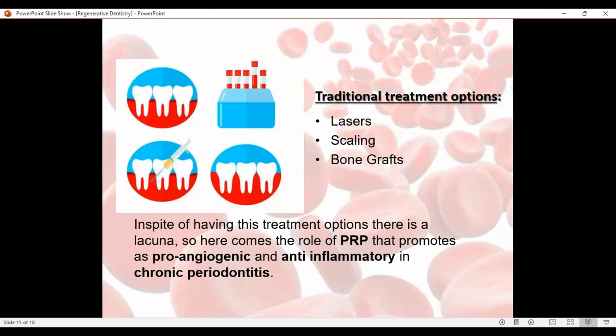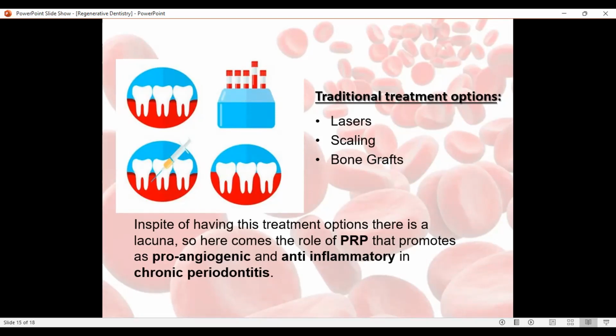As we know, there are different options for treating chronic periodontal diseases. Traditional options include treating with lasers, normal scaling, and adding bone graft. In spite of having these treatment options, there is a gap in treating chronic periodontal diseases. So here comes the role of PRP, which is pro-angiogenic, meaning it increases blood circulation, and it acts as an anti-inflammatory in chronic periodontal cases.